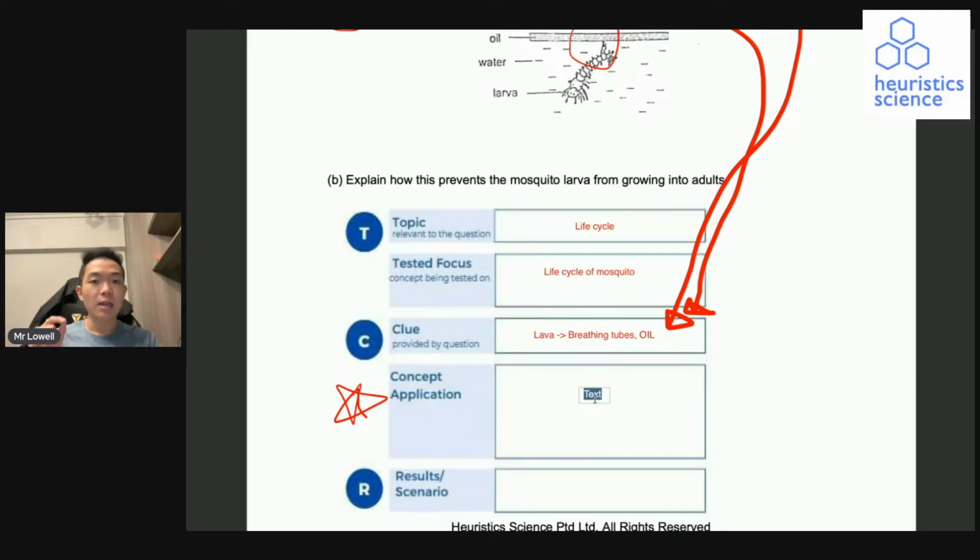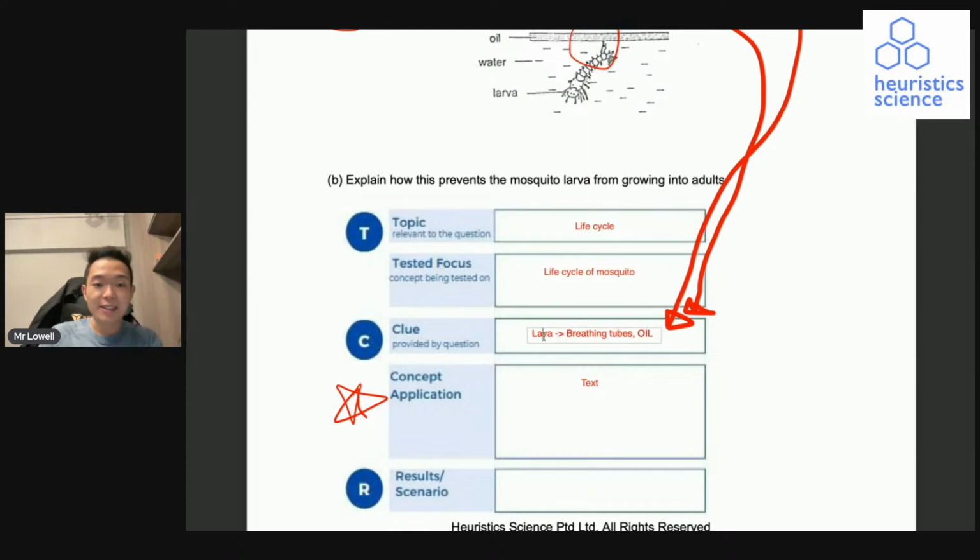You cannot just talk about anything under the sun. It is a science paper, means you have to use your science knowledge. Your lack of ability to use the science knowledge will always be the main reason why it costs you your marks, and the main reason why you can't grasp OEQs well. Okay, so breathing tubes, etc. What is the concept here?